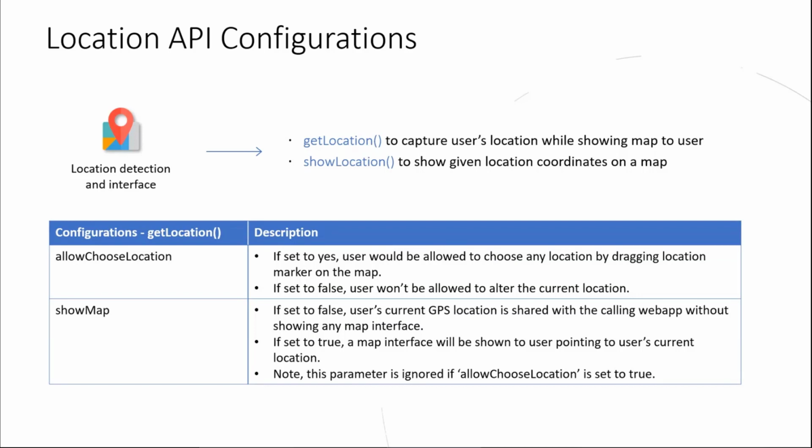And show map is, as the name suggests, a configuration. If set to true, it would show the map. If set to false, it is a scenario which is also currently enabled by the HTML5 get current position API. It fetches the current coordinates from the GPS of the device and shares them with the underlying web app without showing any particular map on the UI. Then the other API is show location. It would just open a particular location that you provide to this API on the native mobile supporting app.